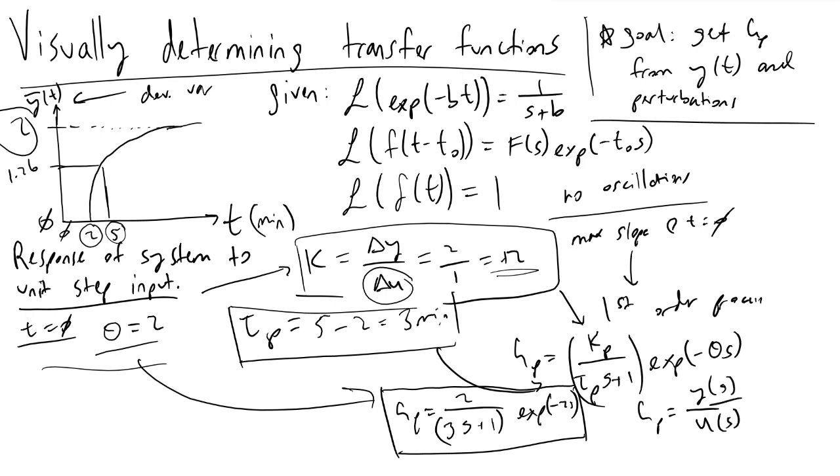Now we can move forward and go about determining how our process would respond to other types of inputs, because in this we had a unit step input, but how would our system respond if we had an impulse input or some other kind of perturbation in our system? And so now that we've arrived at GP, I'll go over what we can do later.